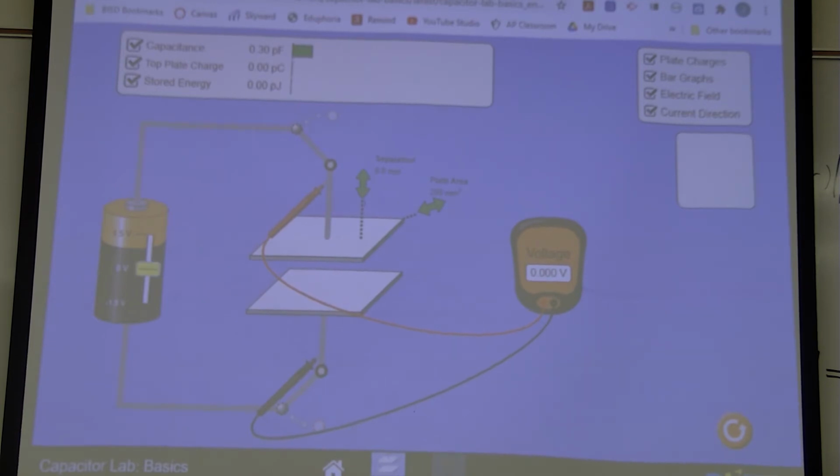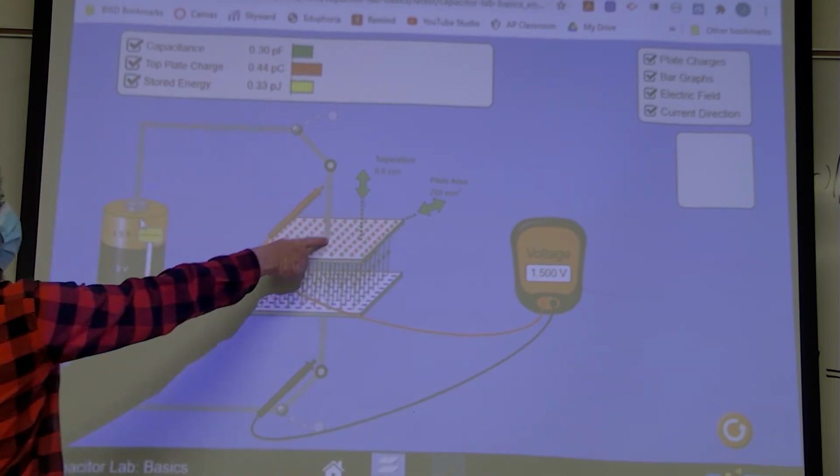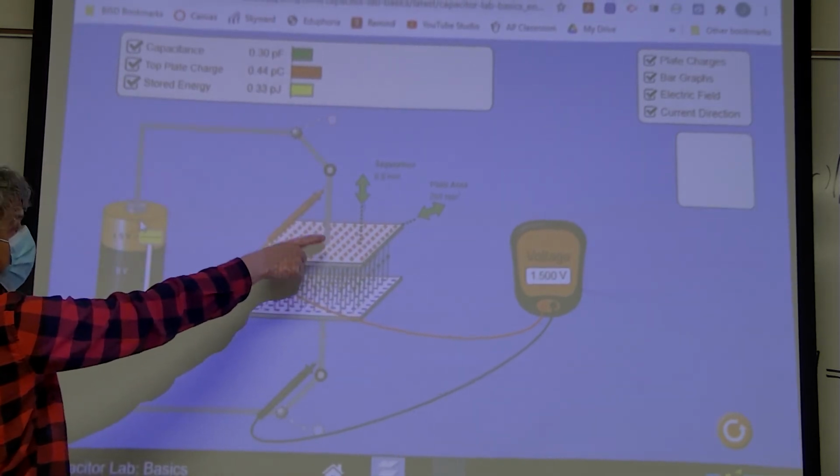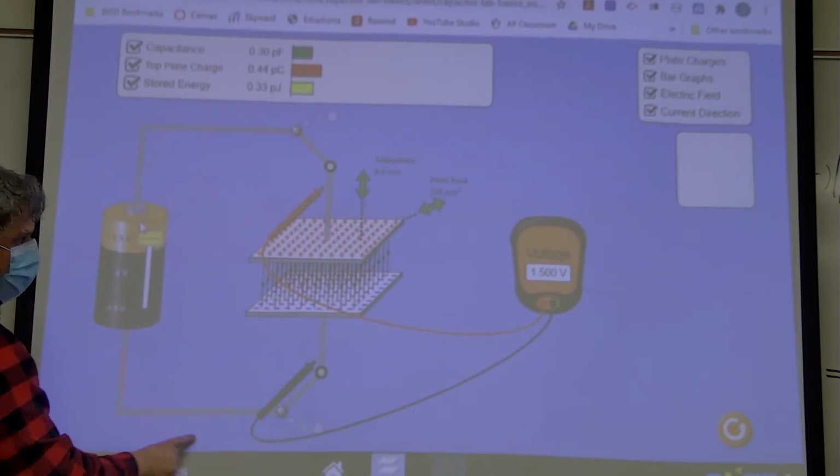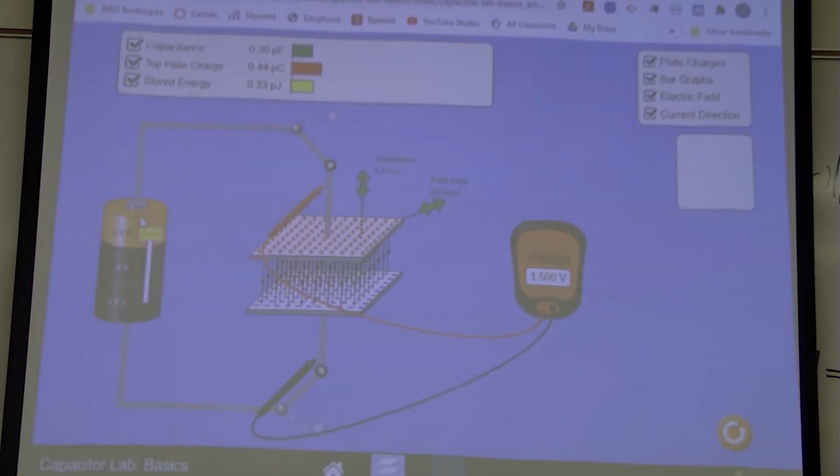Okay? That's a fancy battery. You can turn that on. It is a fancy battery, yeah. Think of it as a power supply where you can turn up the voltage, turn down the voltage. So I'm going to raise this up, and as we would expect, negative charges, and that's what the arrows are showing, negative charges are moving from the top plate to the positive terminal, and from the negative terminal to the bottom plate. Okay.